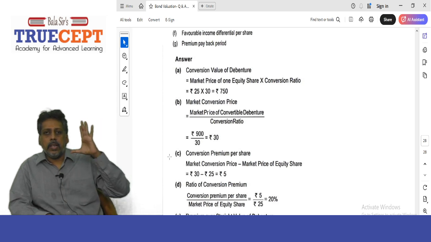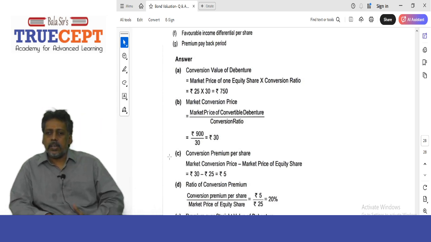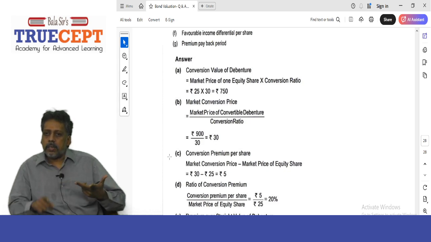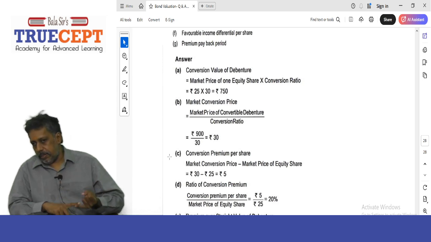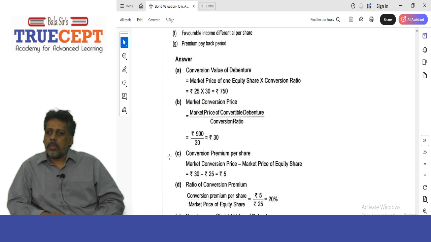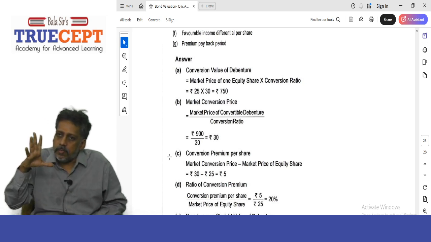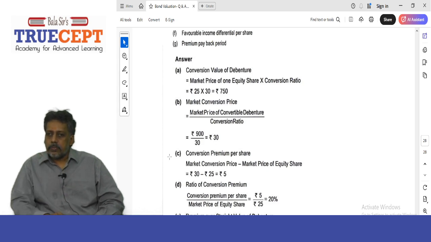Yes, sir. Just say the market conversion premium per share equals nothing but take the market conversion price, also known as the conversion parity price, which is rupees 30 minus 25. That means you are paying 5 rupees extra on every share effectively. Yes or no? 5 rupees extra. This extra 5 you are paying over 25 rupees can also be expressed as a percentage.